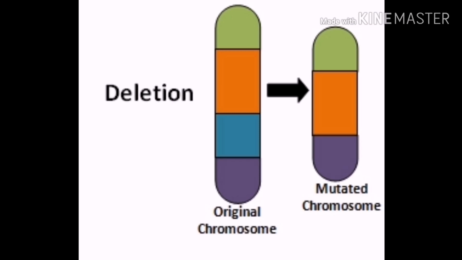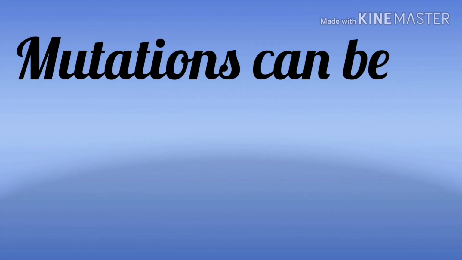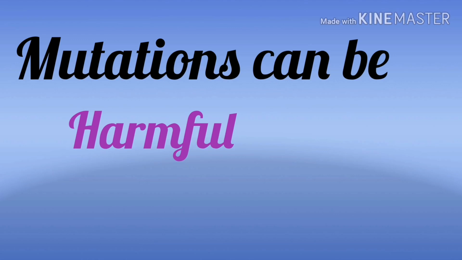Like in this case, where you can see that the blue section of the chromosome has actually been left out. So the chromosome becomes shorter. Now, mutations can actually be either harmful or useful, but often just neutral.